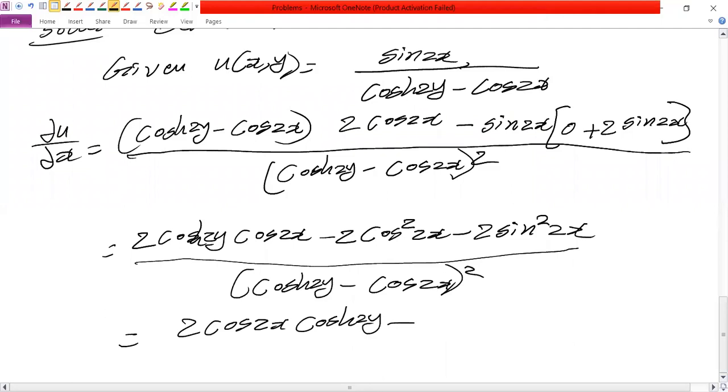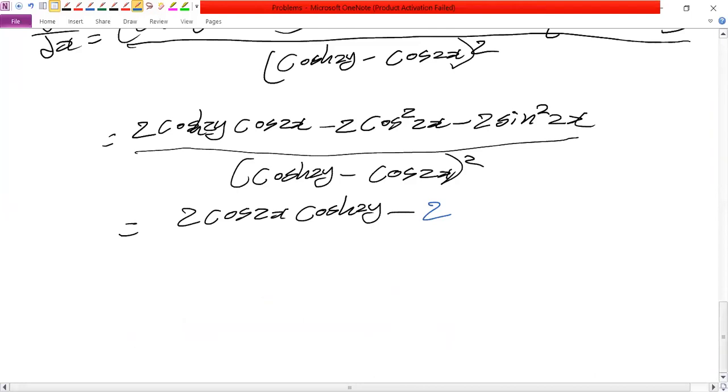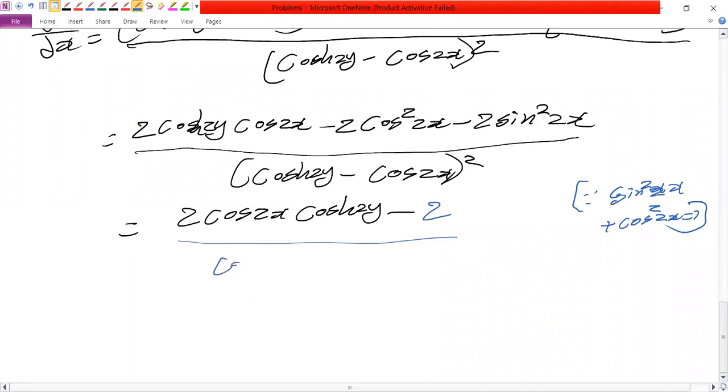minus, I am writing simply 2 after simplification. How will we get 2? Because of taking minus 2 common, we get cos square theta plus sin square theta. What is sin square theta plus cos square theta? Since sin square 2x plus cos square 2x is equal to 1, because of this. Okay, theta may be anything. Whole by denominator is (cosh 2y minus cos 2x) whole square.